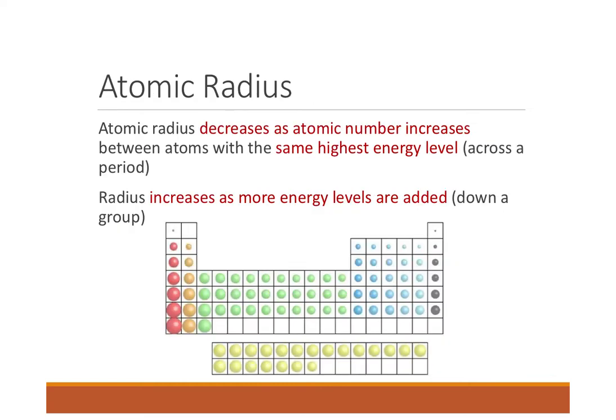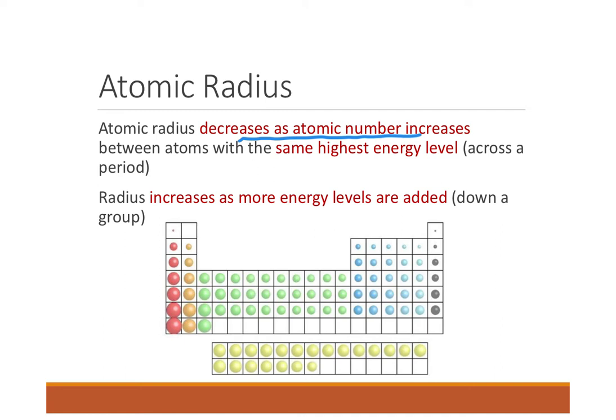Atomic radius refers to how large the atom is, thinking of it roughly as a sphere. As the atomic number increases, the atomic radius actually decreases, because you have more protons in the nucleus pulling on those electrons and pulling those negative charges in, because negative and positive charges attract. So larger nuclei will pull in electrons more and have a smaller radius.